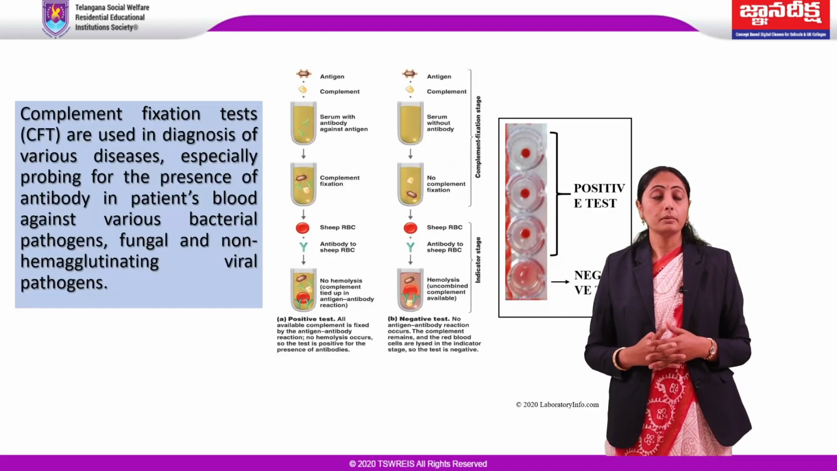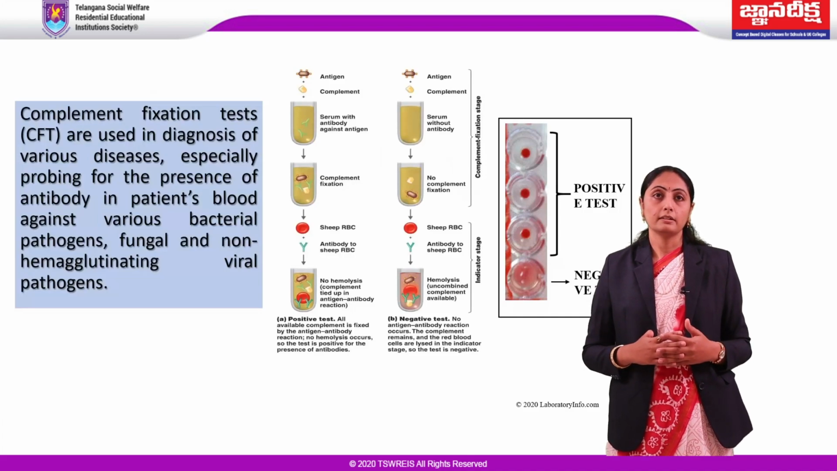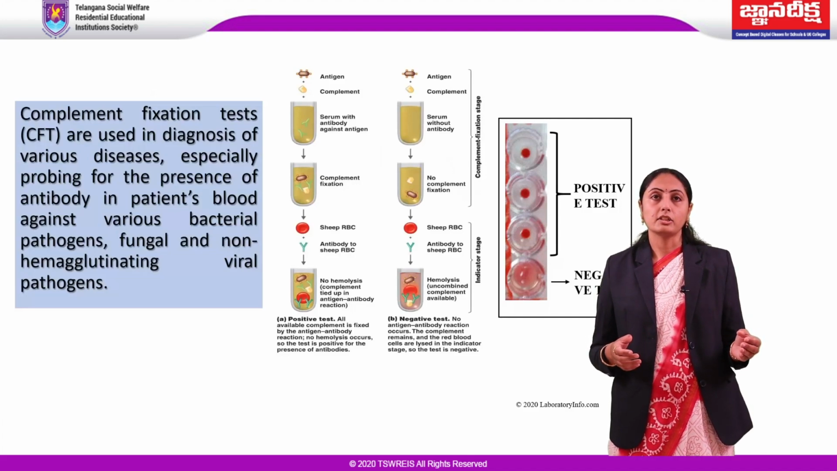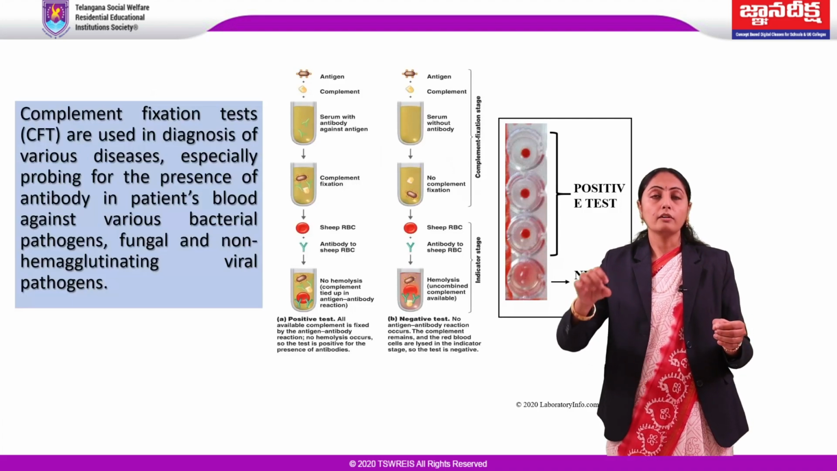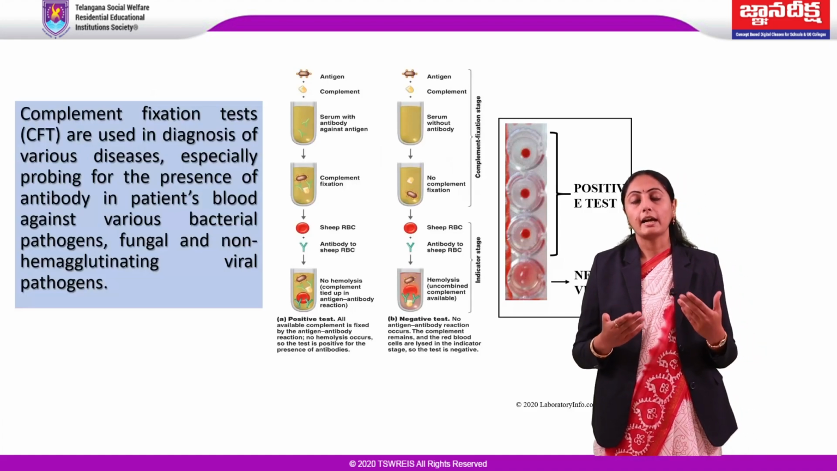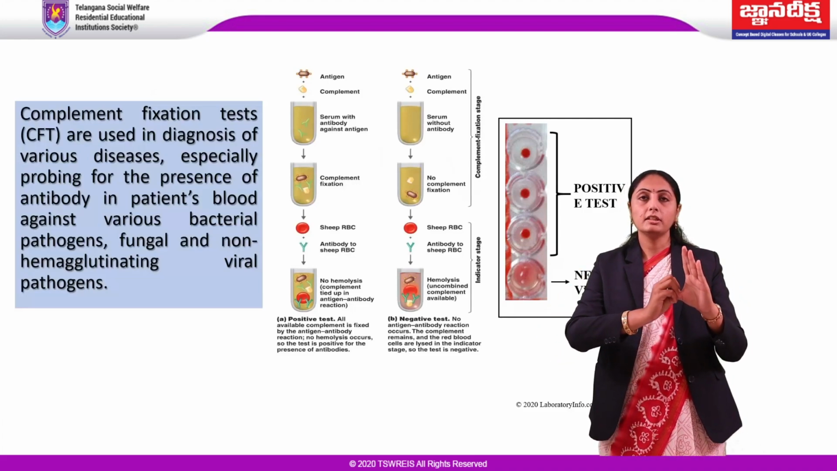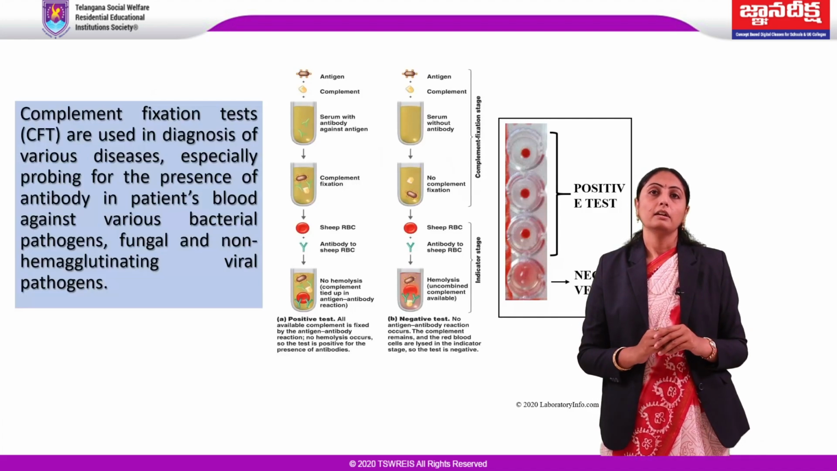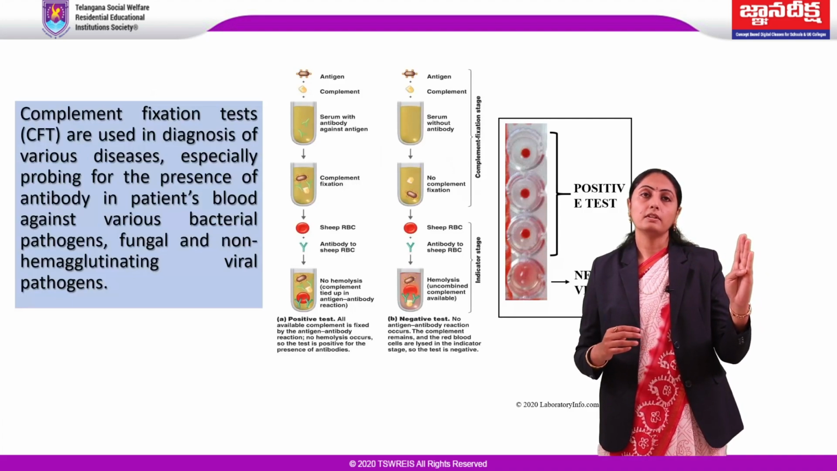The first step in the complement fixation test involves addition of known antigen to a patient's serum. This is then followed by the addition of complement to the solution. If the serum contains specific antibodies, the complement will be activated and fixed by the antigen-antibody complex. However, if there is no antibody in the patient's serum, the antigen-antibody complex will not be formed.